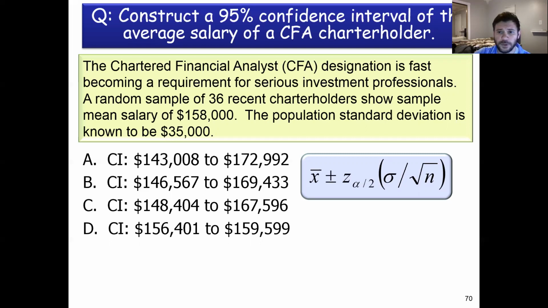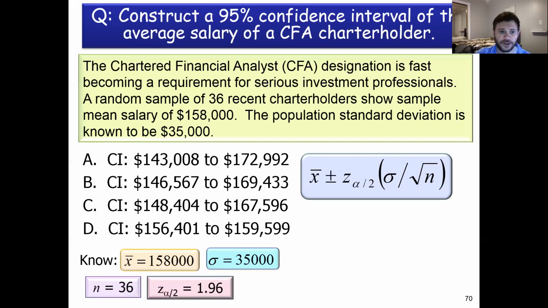Okay, and here's what we know. The sample mean x-bar is 158,000. The population standard deviation is 35,000. We have 36 observations in the sample, and for a 95% threshold, our critical z-value is 1.96 standard deviations on either side of that sample mean of $158,000 salary.